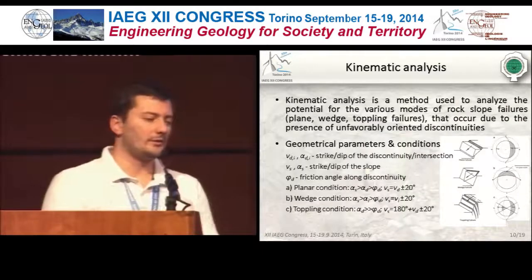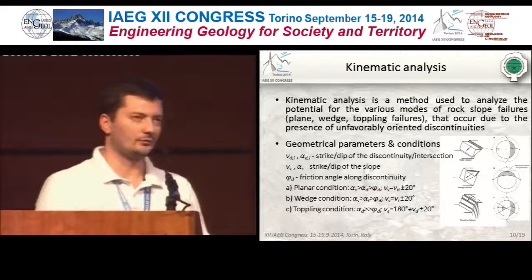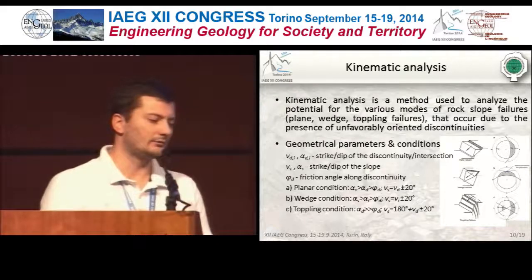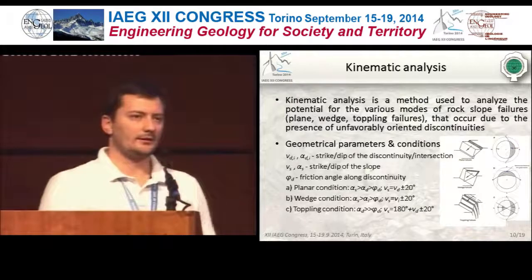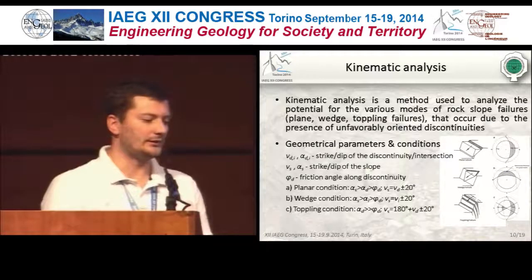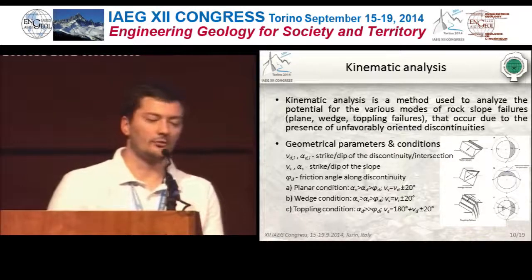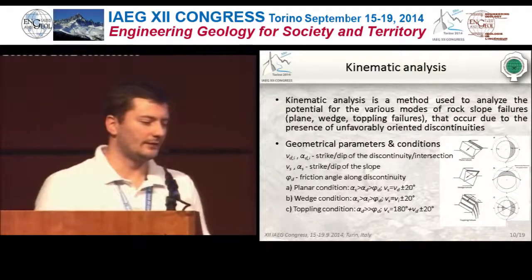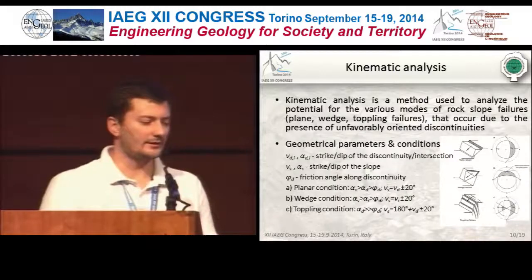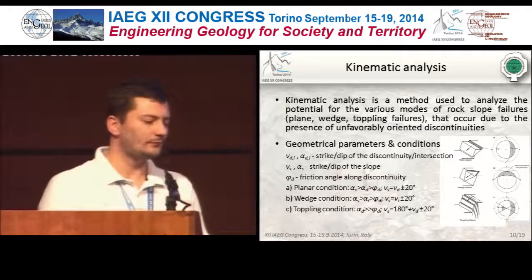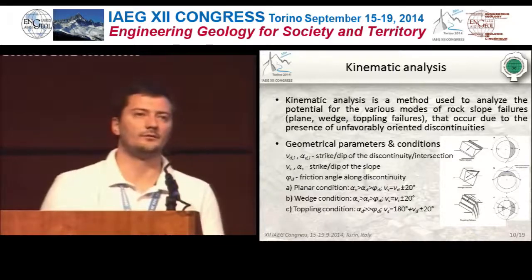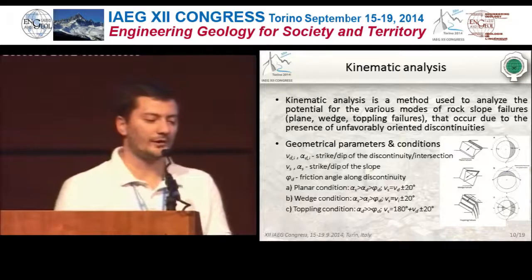Very short reminder about kinematic analysis, which was one of the first things that we do on our data on the point cloud. This is basically the preliminary method of slope stability analysis, which is based only on the geometry, on the orientation of the discontinuities and the slope itself. What we are looking for in the rock masses are planar, wedge, and toppling kinds of failures. There are well-known conditions for which we can track down these failures.